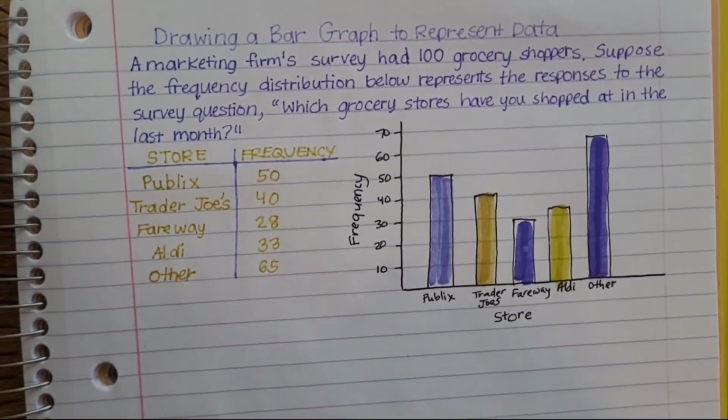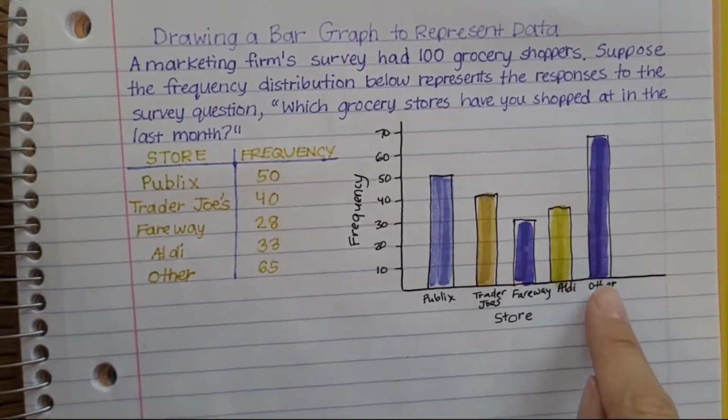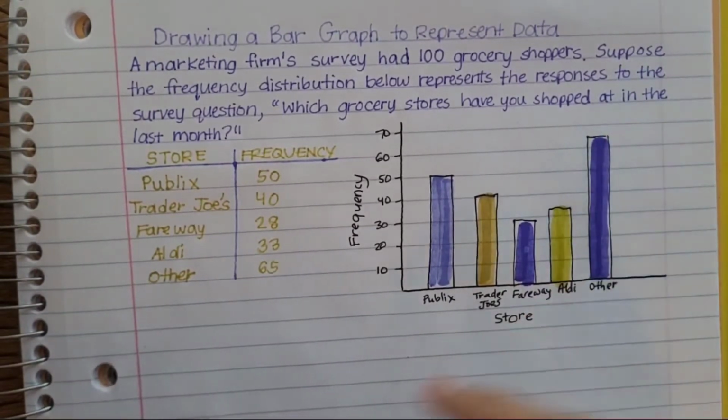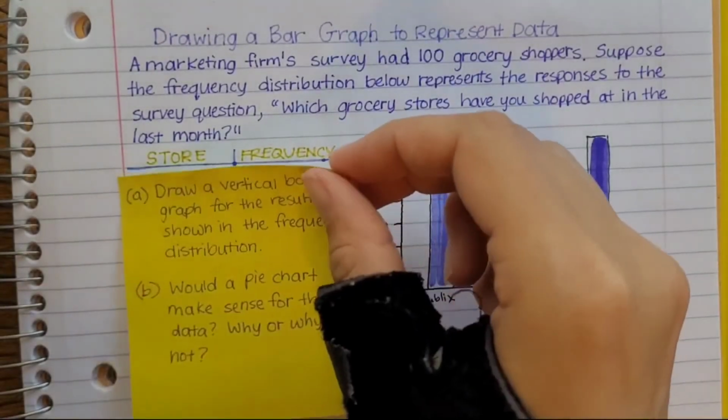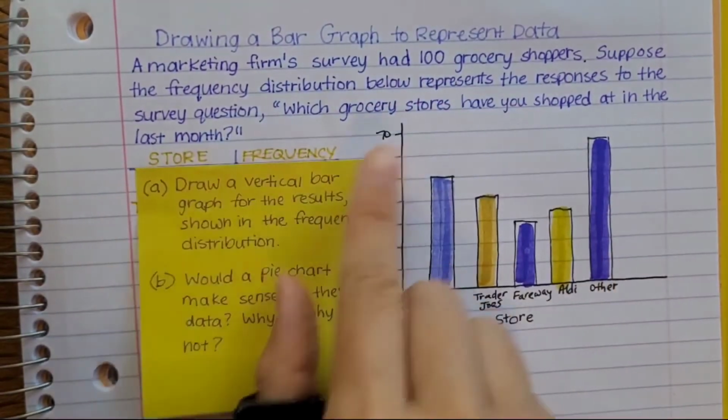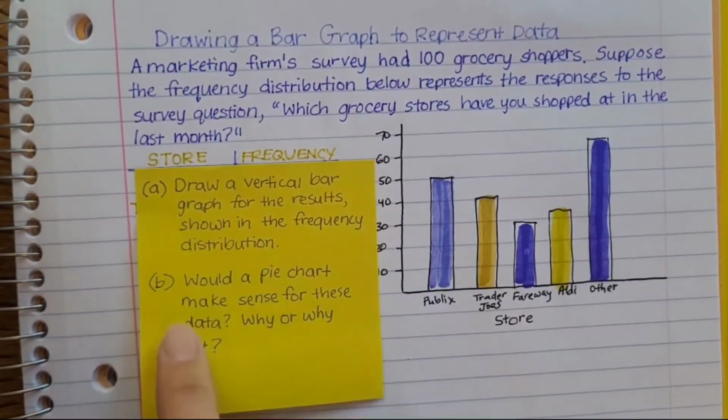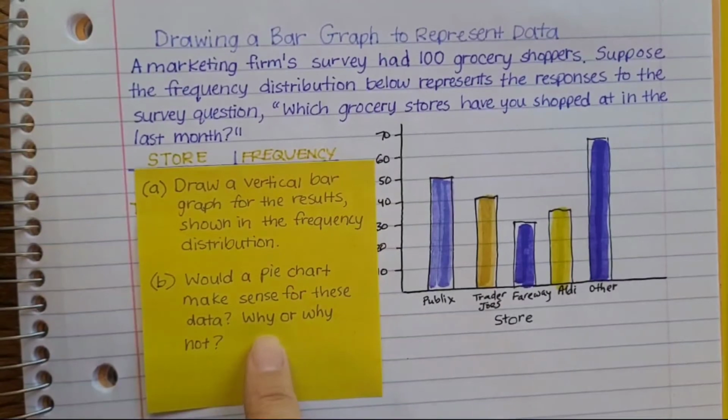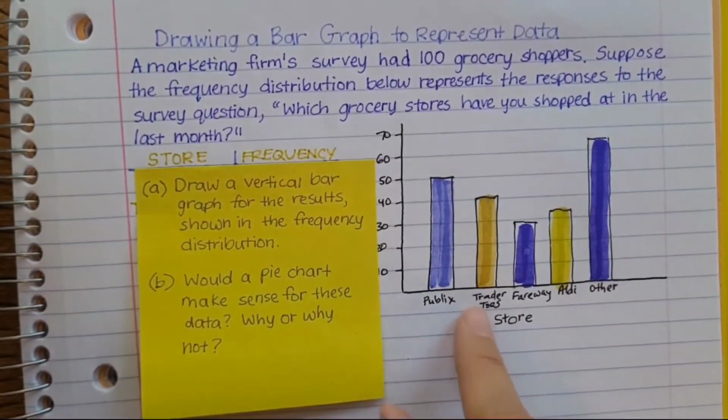Okay, so now we have our completed bar graph. We can nicely see which ones were visited the most. Let's go back to our questions. So we finished drawing a vertical bar graph. Now, would a pie chart make sense for these data? Why or why not? So a pie chart might look nice.